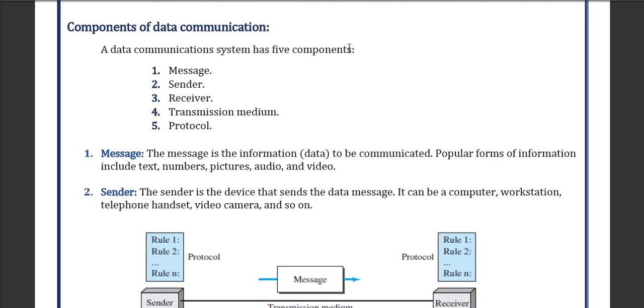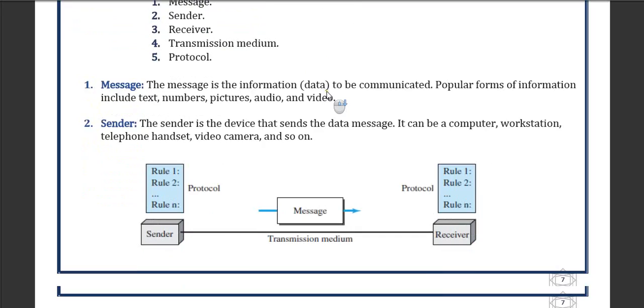Components of data communication. There are 5 components of data communication. The first one is the message. This can be a number, text, video, audio, anything else. Sender, who is sending the data, and receiver, who is receiving the data. Then transmission medium is the medium through which they are sending the data, and protocol is the rules and regulations that need to be followed.